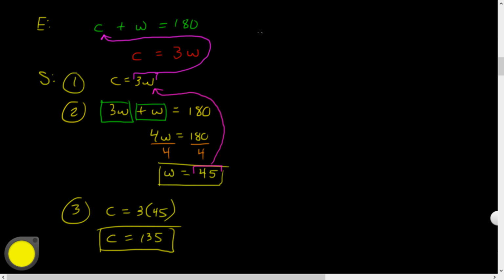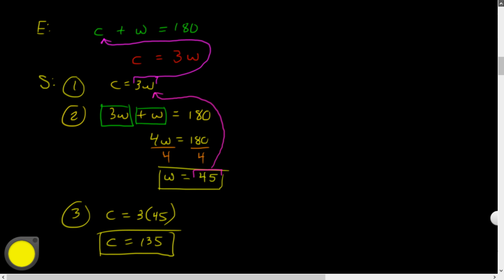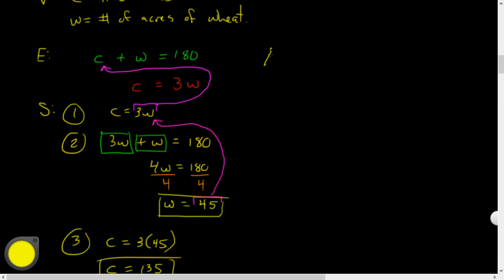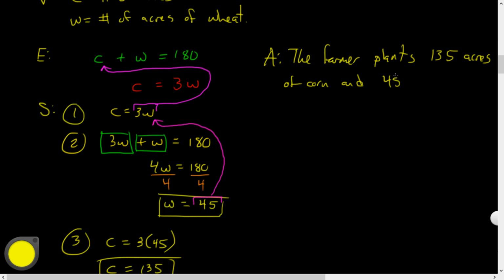So let's answer the question. All right, so I've got C is 135. So my answer is the farmer plants 135 acres of corn and 45 acres of wheat. Right. So there's my answer. My answer to a word problem should have words in it.